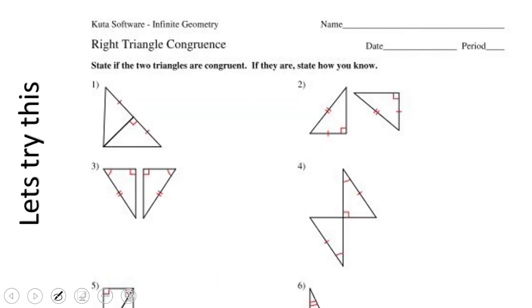Okay, so let's try this one. State if the two triangles are congruent. If they are, state how you know. So first, identify if the two triangles are congruent. If they are congruent, what congruence theorem is illustrated in the picture? Okay, for number 1, what is your answer? Pwede nyo po i-rotate. Use your imagination, rotate the triangles, and identify the congruence theorem.